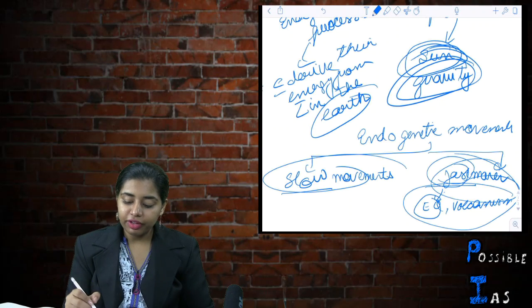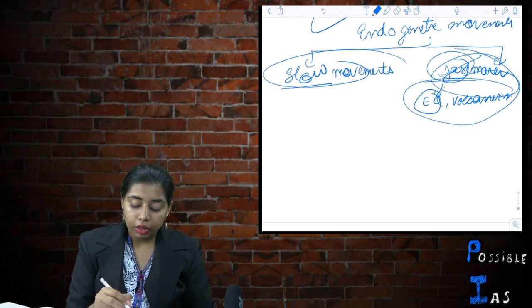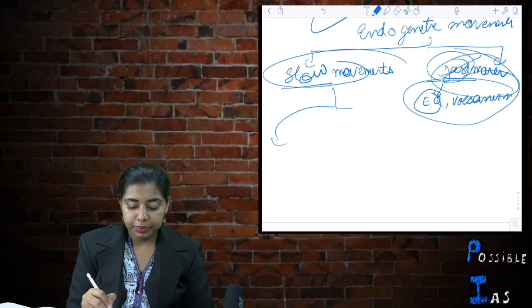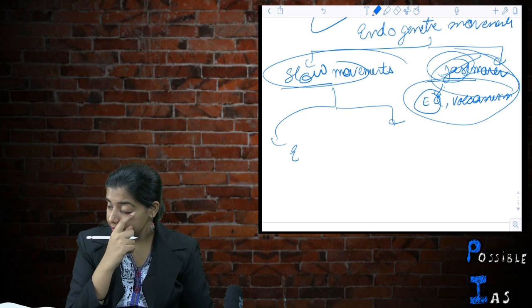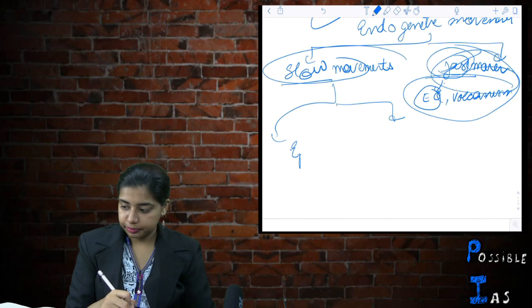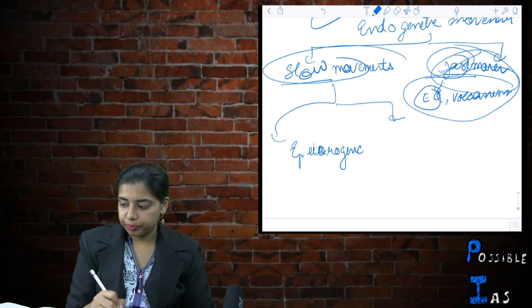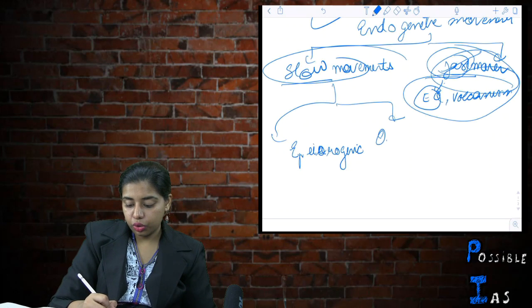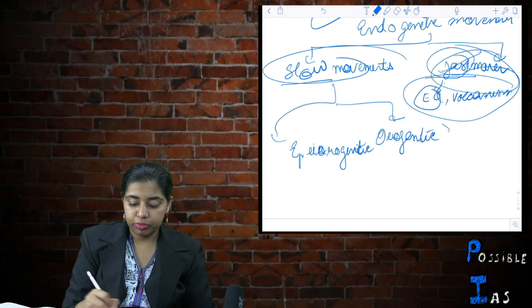Okay, so you have in endogenetic movements, you have fast movements and you have slow movements. Now the slow movements are further of two types. They are either epirogenic or orogenic, or orogenetic, epirogenetic and orogenetic.